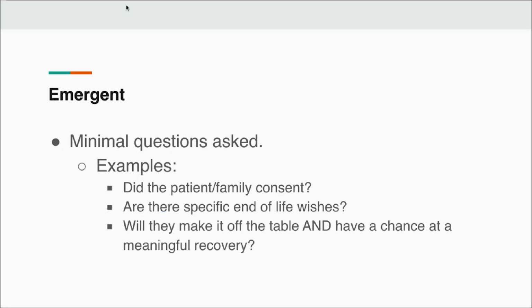Now, if you come to me with an emergent case, I'm really not going to ask too many questions, but the couple things that I really want to know, first of all, does the patient give consent or does the family give consent for the patient?